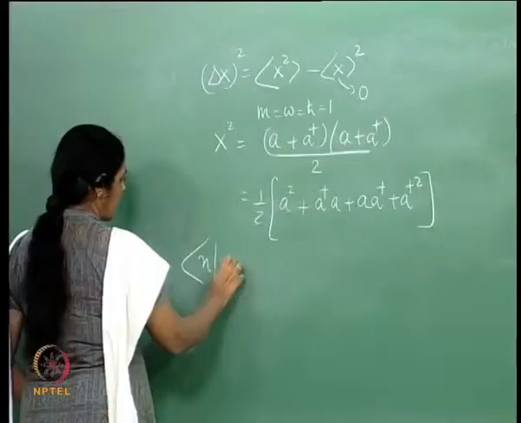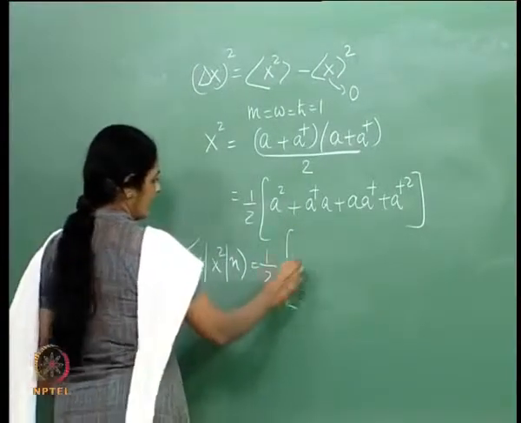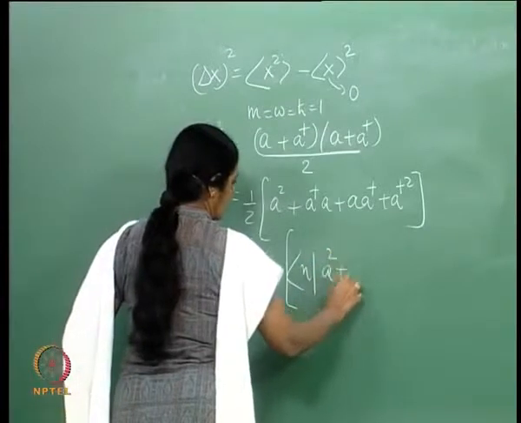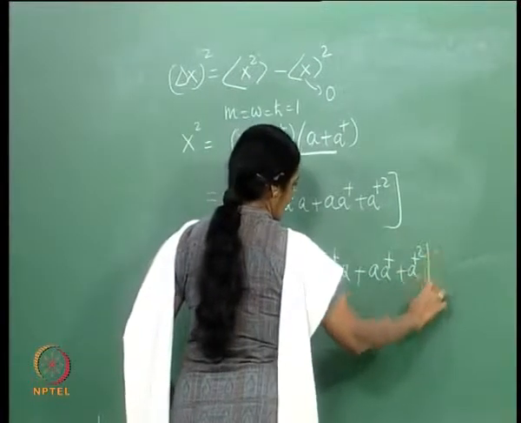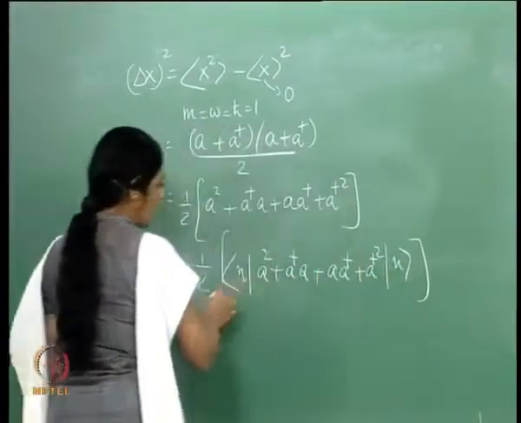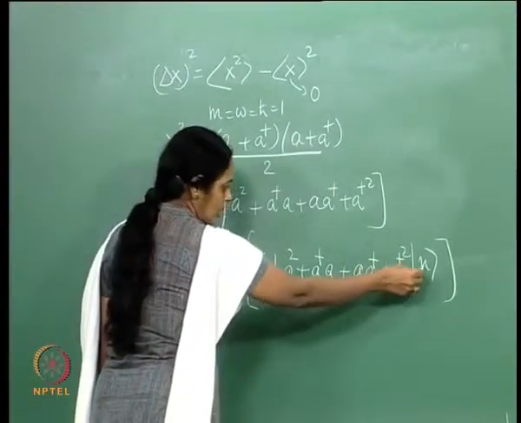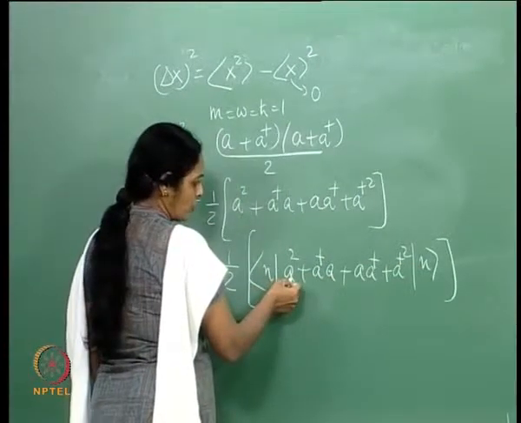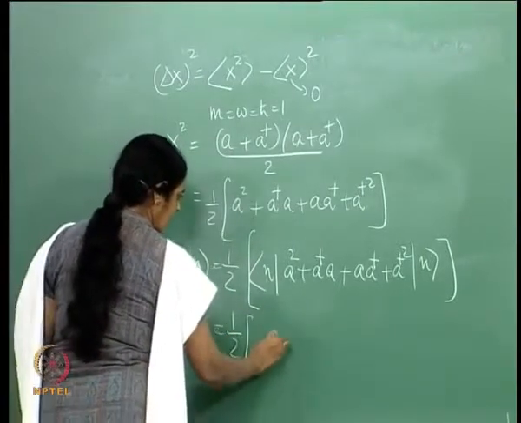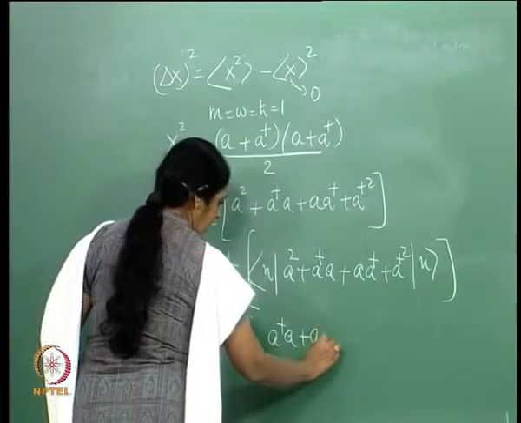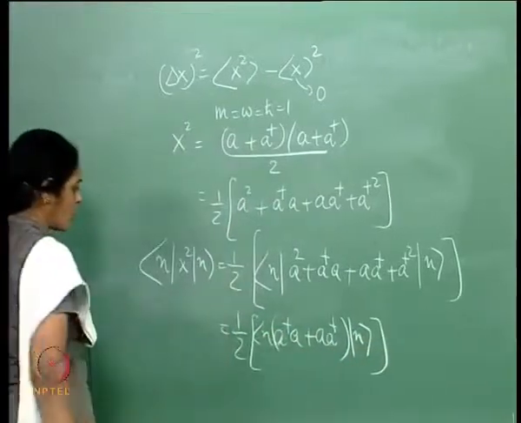So, if I need to find the expectation value of x squared in the state n, I need to calculate the expectation value of these 4 objects when sandwiched between ket n and bra n. Look at the first term. As I argued before, this will not make a contribution, the last term will not make a contribution. So, I have half a a dagger plus a dagger a, the expectation value of just this operator.